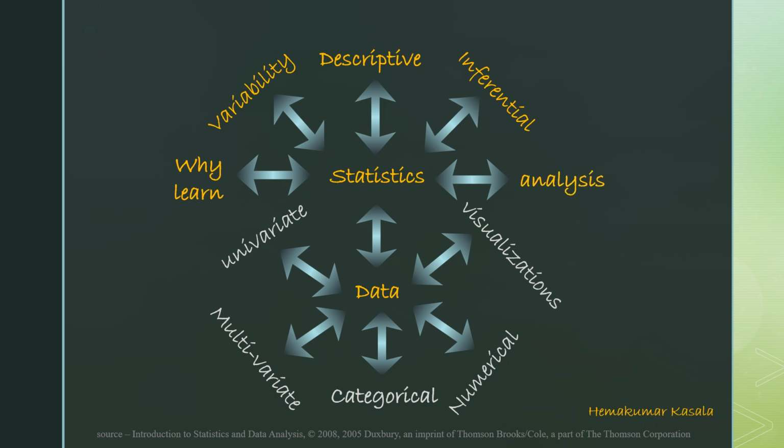Process of data analysis in statistics. Univariate and multivariate data for statistical analysis. Types of data: categorical, numerical, continuous, and discrete data. And a brief introduction to basic visualization of data. Let's get into the video.